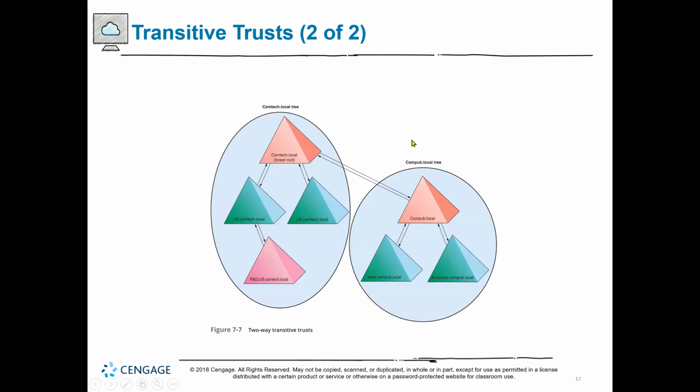Okay, so here's an example of two-way transitive trusts. Just look for the little arrows and you'll see what it's doing.